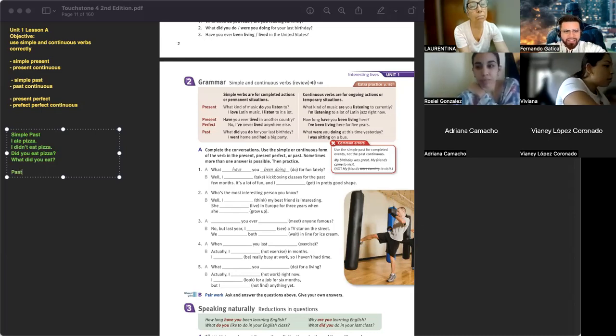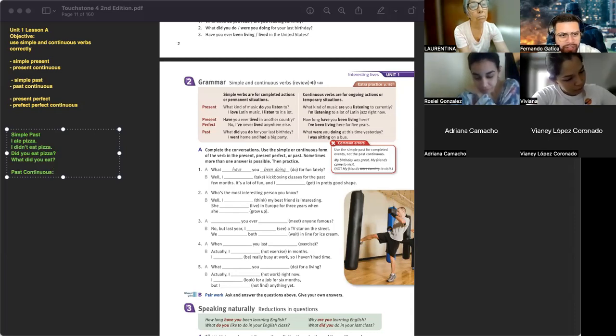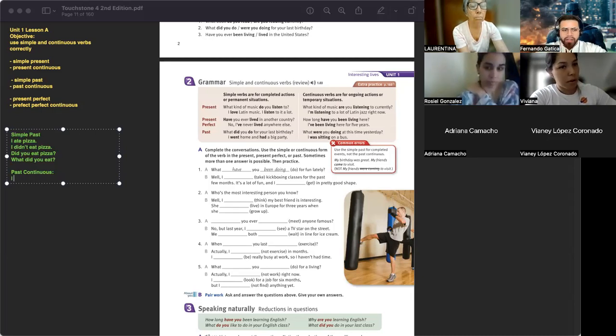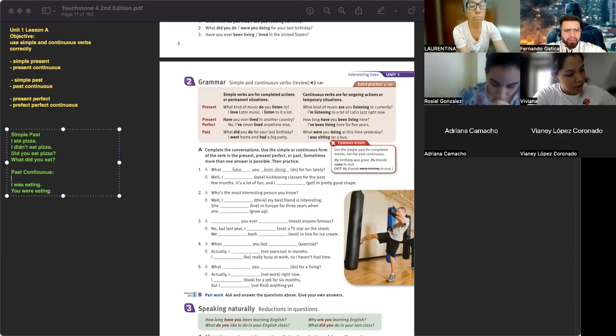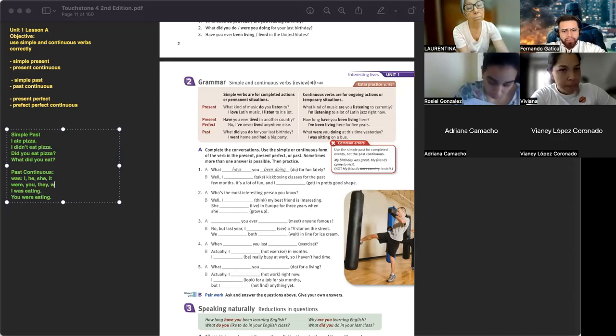Now the past continuous. This one is a little more complicated, but not like the present continuous. So in the past continuous, instead of using am, is, are, you use was and were. I was eating. You were eating. Remember this. We use was with I, he, she, and it, and we use were with you, they, and we. And any plural noun is with were.